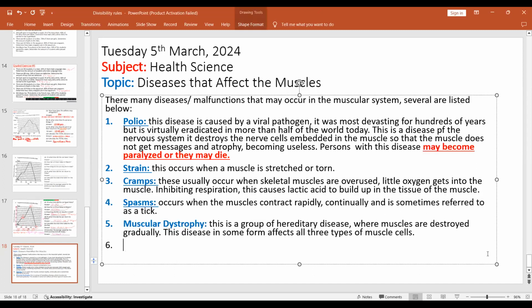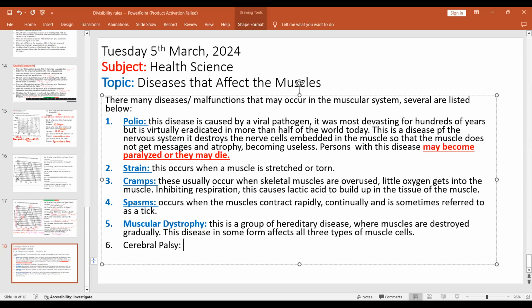And then the last one I'm going to give you for this evening is cerebral palsy. Now, some of you may have heard that word before, right? Cerebral palsy. Anyone ever heard that before? Yes, sir. No, sir.